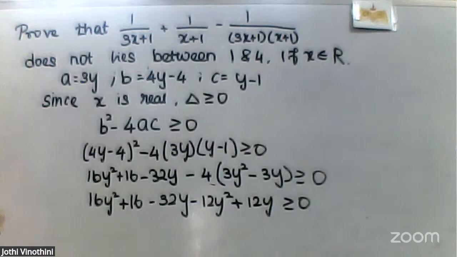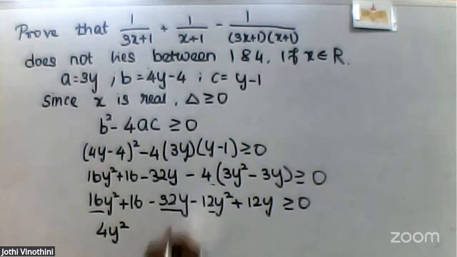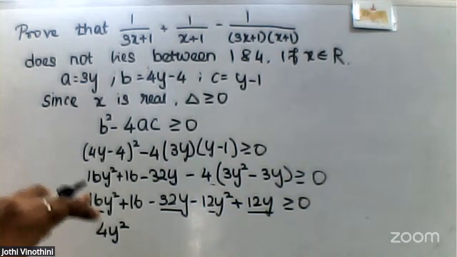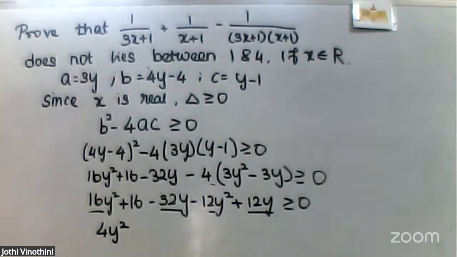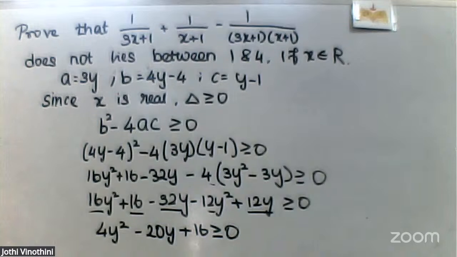Now we can simplify this. Here we have plus 16y squared minus 12y squared. 16 minus 12 is 4y squared. Now I am going to solve for y. Here it is minus 32y, here it is plus 12y. Minus 32 plus 12, what do we get? Minus 20y. So who is left out? That's the constant, which is plus 16. So I can write plus 16 greater than or equal to 0. I will give you 1 minute so that you can copy this and we will move to the next part of the sum.